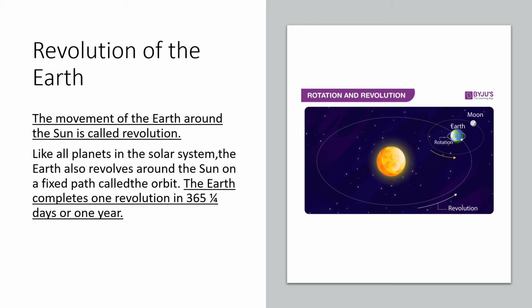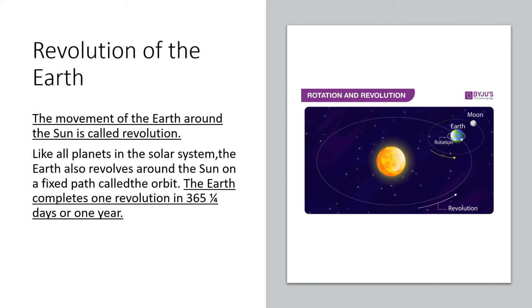Revolution of the earth. The movement of the earth around the sun is called revolution. Like all planets in the solar system, the earth also revolves around the sun on a fixed path called the orbit. The earth completes one revolution in 365 and a quarter days, or 1 year.